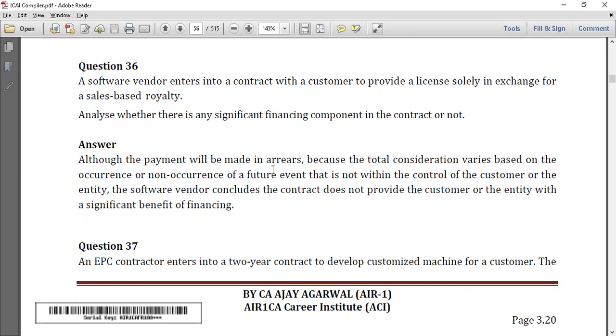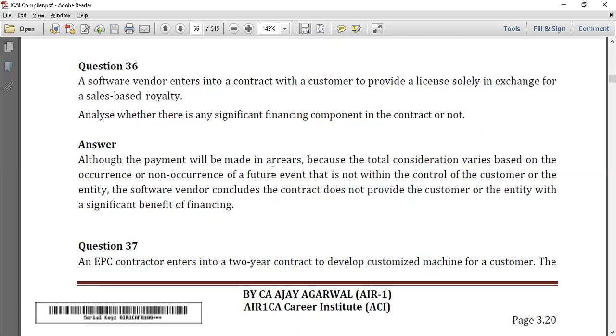So how the answer goes: although the payment will be made in arrears, the total consideration varies based on the occurrence or non-occurrence of a future event that is not within the control of the entity, because the sales made in future are not in the control of the customer or the entity. It is not in the control of anyone. So here the software vendor concludes that the contract does not provide the customer or the entity with a significant benefit of financing. Next, 37 is like this: an EPC contractor enters into a 2-year contract.